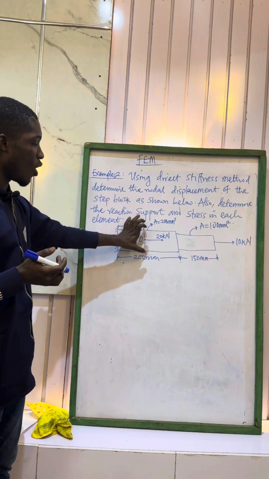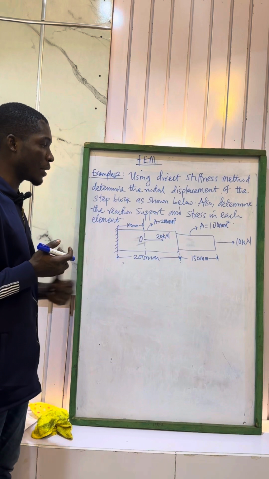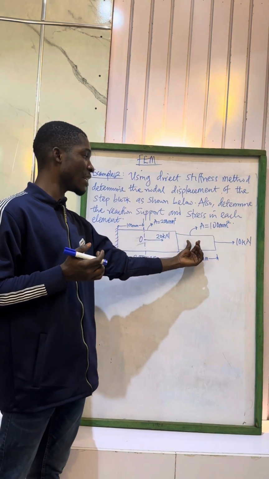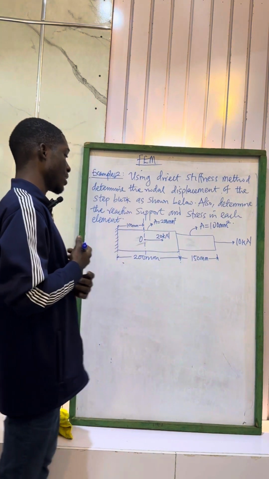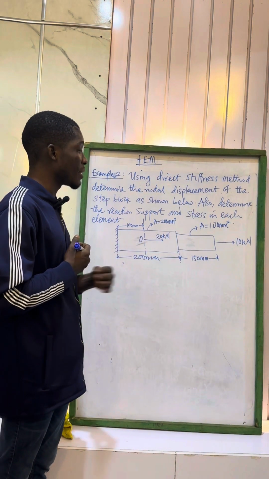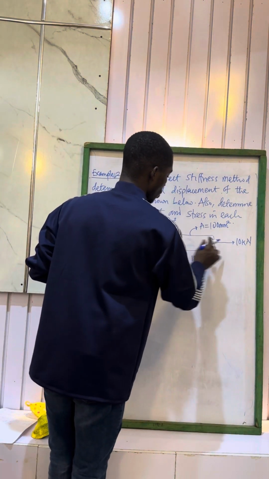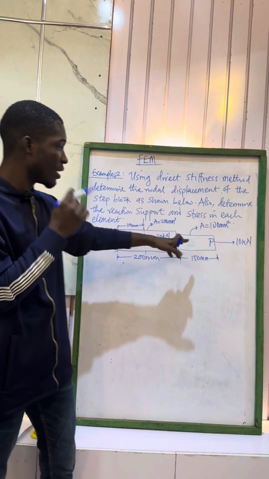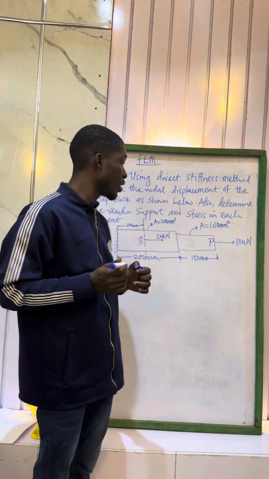The surface area of this element here is 200 millimeters squared, and the surface area of this element here is 100 millimeters squared. The length of this one is 150 millimeter, and the length of this one is 200 millimeters. There is a force applied at point O, and let me call this other point P. The force applied at point O is 20 kilonewton, and the force applied at point P is 10 kilonewton.